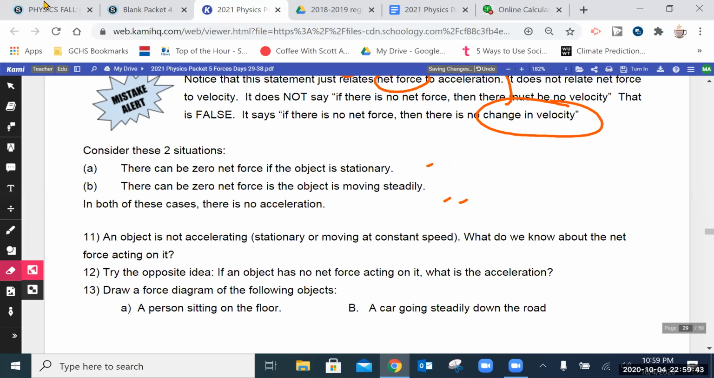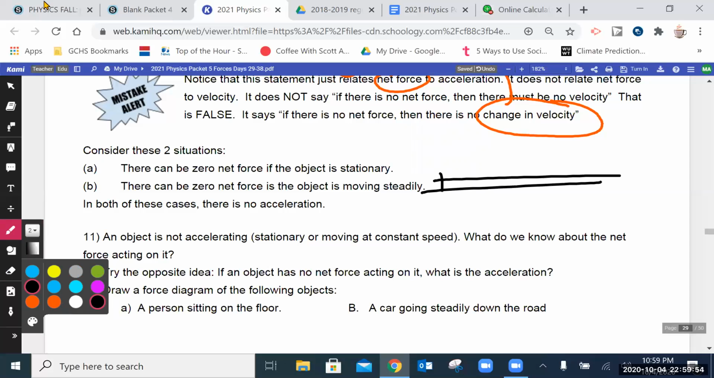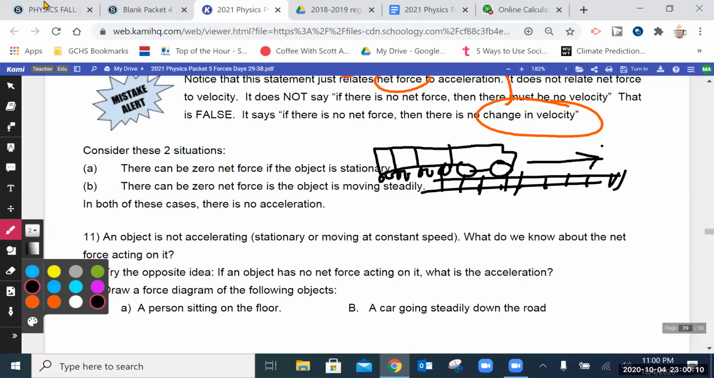Let's look at the second statement, statement B. There can be zero net force when the object is moving steadily. So imagine a train track, and imagine a train traveling on this. If the train is moving at a steady velocity, let's say positive 55 miles per hour, if it is traveling at that constant speed, then it is not accelerating. If there is no acceleration, there is no net force.